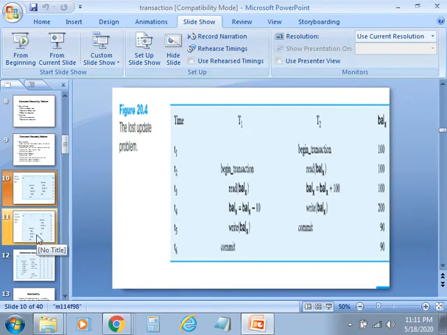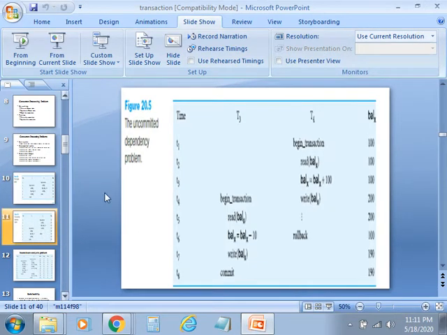Next, the second problem is the uncommitted dependency problem, that is the dirty read problem. It occurs when one transaction is allowed to see the intermediate results of another transaction before it has committed. Committed means ended with successful termination. So consider the example, you can understand here.